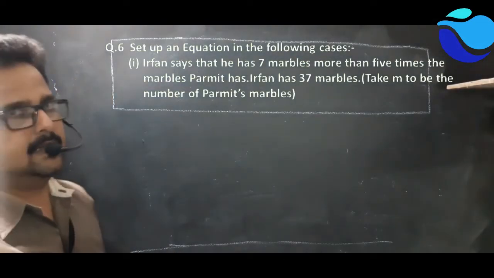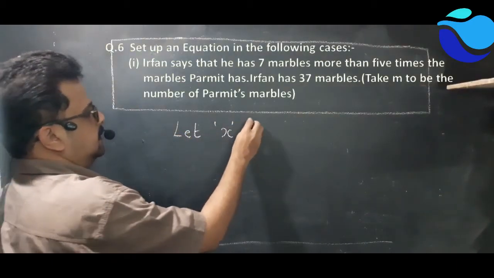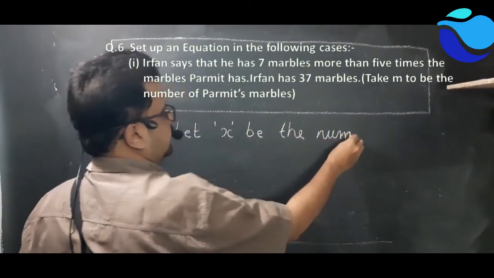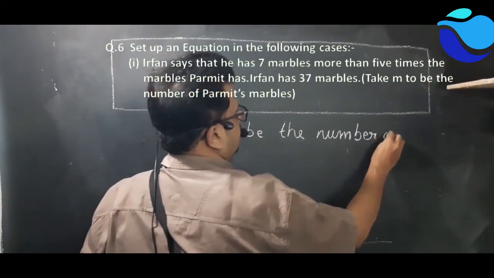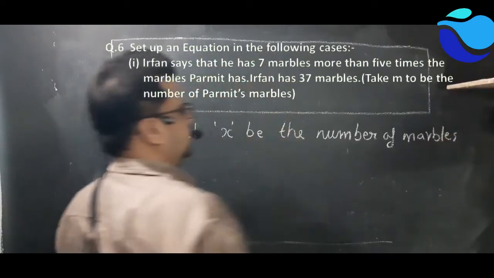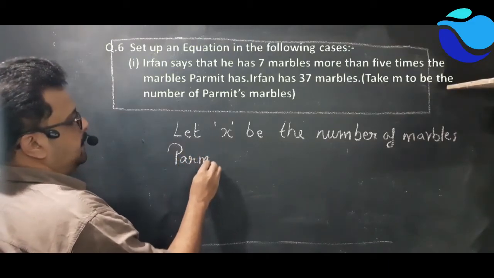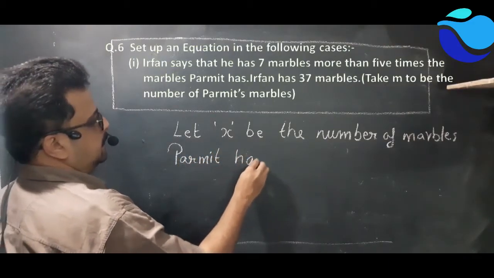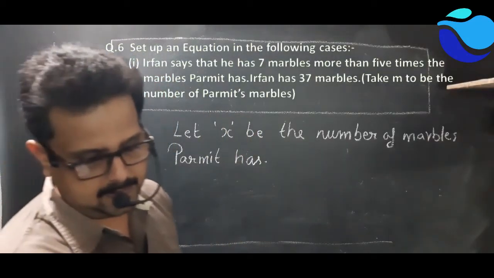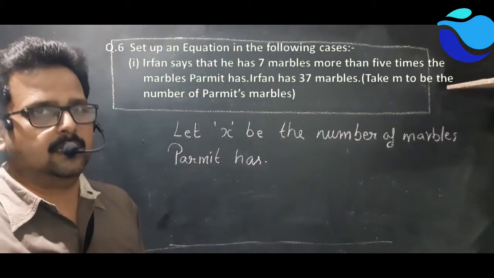So I am going to take, let x be the number of marbles Parmit has. We know the total number of marbles Irfan has. How many marbles does he have? He has 37 marbles. But they have given certain conditions.